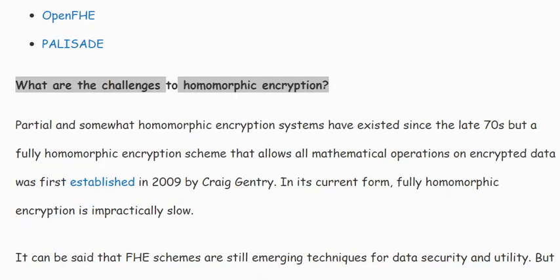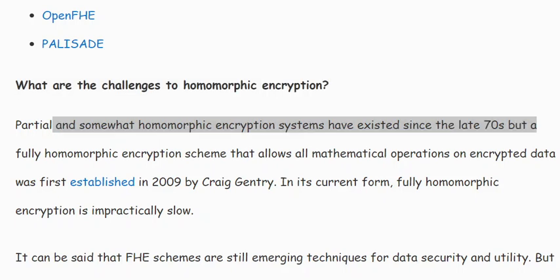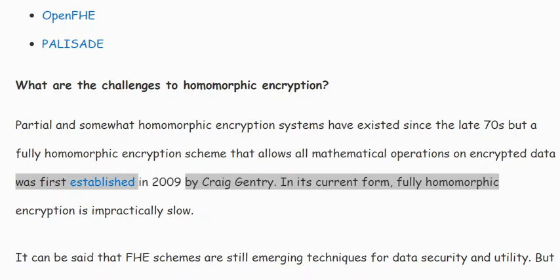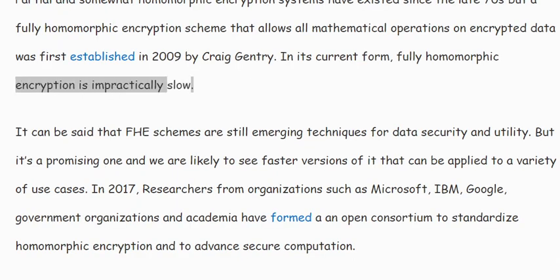What are the challenges to homomorphic encryption? Partial and somewhat homomorphic encryption systems have existed since the late 70s, but a fully homomorphic encryption scheme that allows all mathematical operations on encrypted data was first established in 2009 by Craig Gentry. In its current form, fully homomorphic encryption is impractically slow.